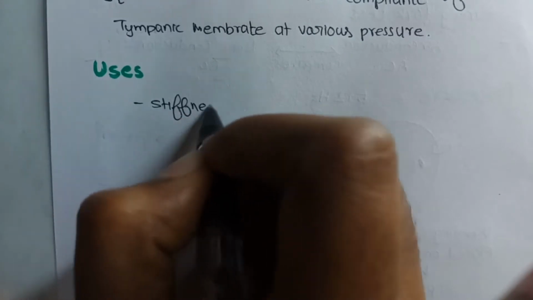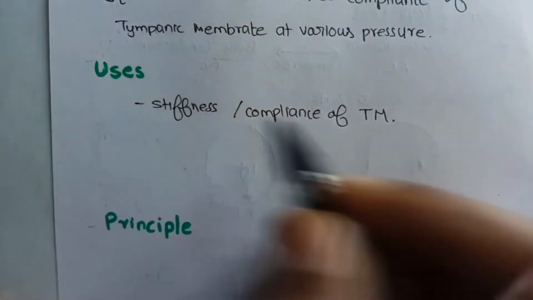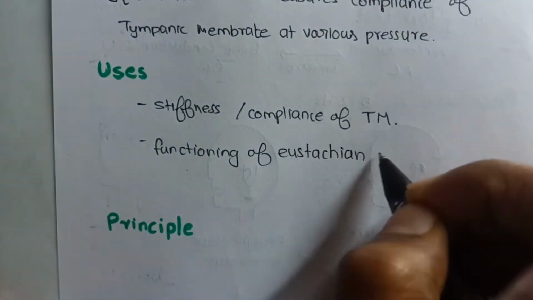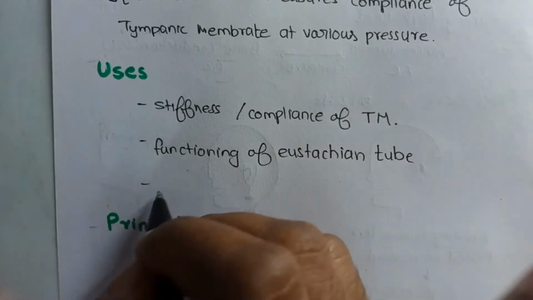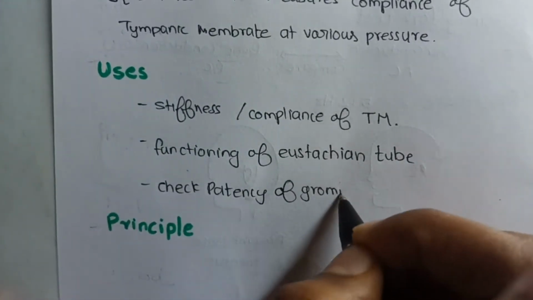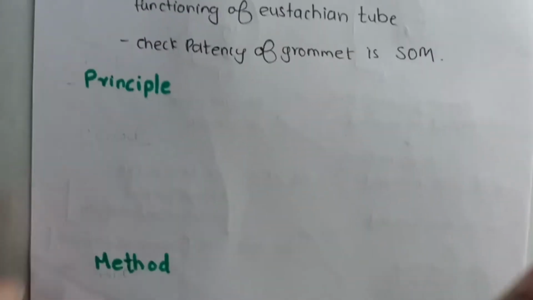Now, what are the uses of tympanometry? First of all, it helps us to understand the stiffness or compliance of the tympanic membrane, and then it can also be used for checking the functioning of the eustachian tube and also to check the patency of the grommet that we insert in case of suppurative otitis media.